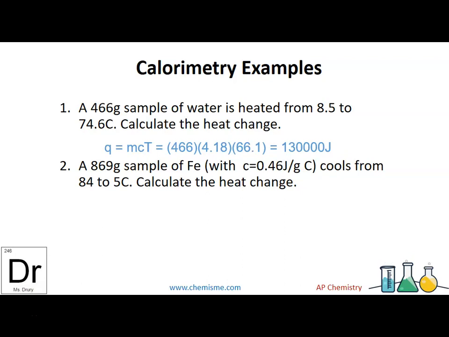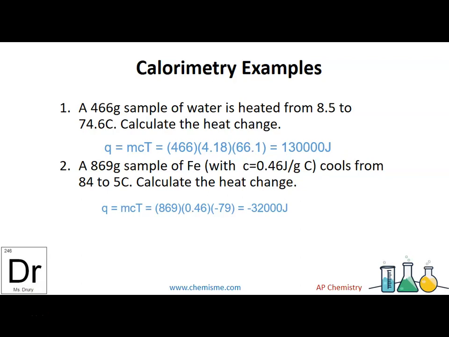They gave this C because you're not supposed to memorize anything but water. Cools from 84 to 5, calculate the heat change. So the mass was 869, the C was given at 0.46, and the temperature change was 5 minus 84. And so if you put that in final minus initial, you'll get the right Q charge.